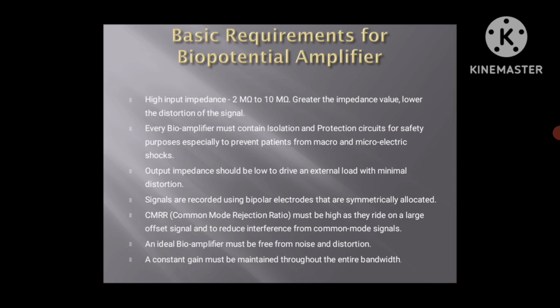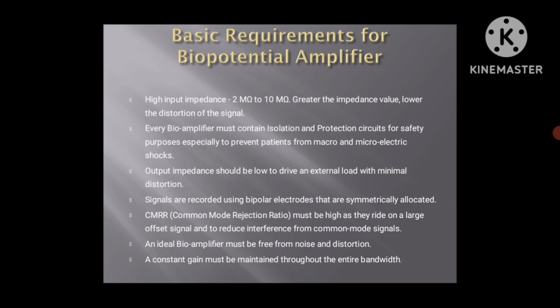Next we are going to see what the basic requirements for the biopotential amplifier are. A biopotential amplifier should have high input impedance in the range of 2 MΩ to 10 MΩ or greater, and low distortion of the signal. Every bioamplifier must contain isolation and protection circuits to protect the human body from electrical shock. The output impedance should be low to drive the external load with minimum distortion. The signals are recorded by using bipolar electrodes that are symmetrically allocated.